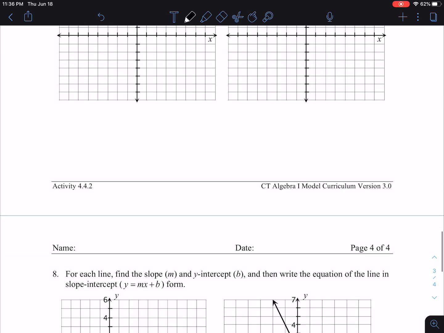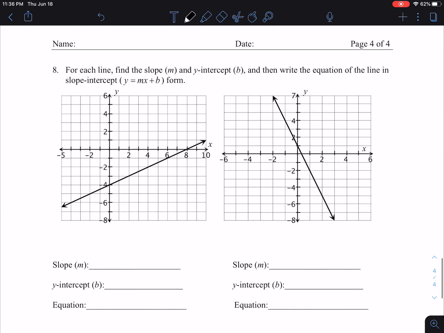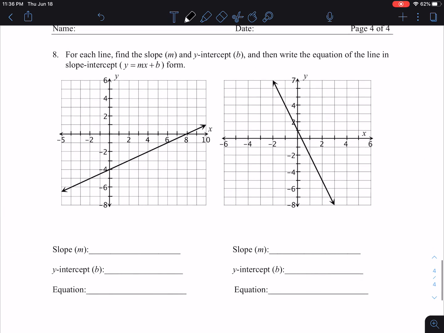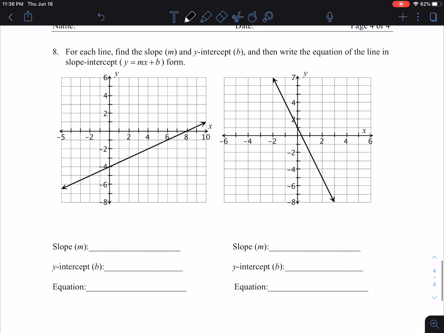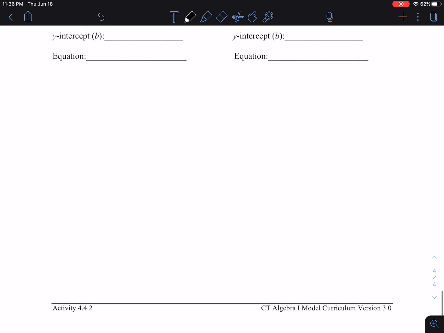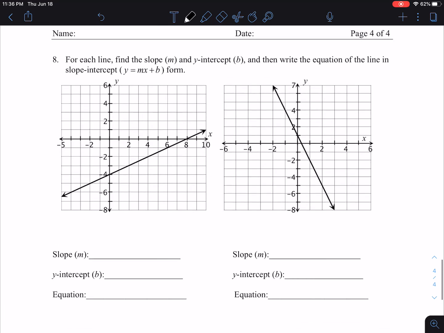Okay, now that we're back, let's look at one more style with this problem here. Now that we practiced graphing it, we should be able to write our slope, y-intercept, and our equation of the line based on the graph. I'm going to do the first one with you, and then you're going to finish up with the second one for number 8 here.